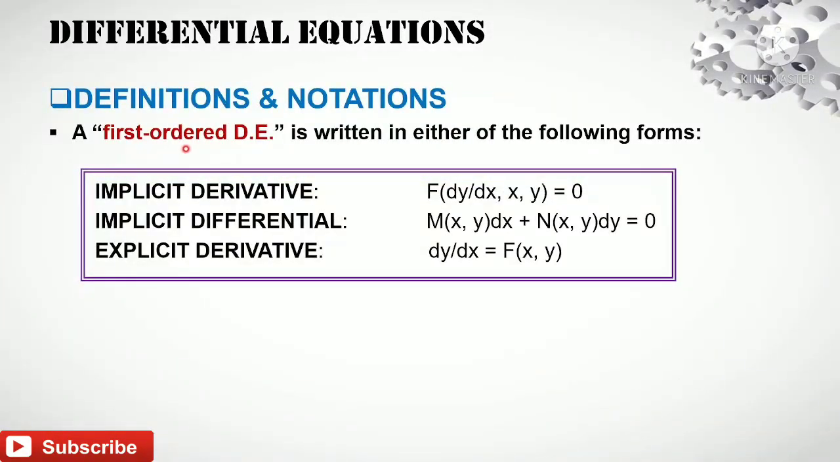And we also have a first order differential equation, which is written in either of the following forms. You can write it as an implicit derivative, f as a function of dy over dx, x and y, equal to 0, or you can have this implicit differential form, M as a function of x and y dx plus N as a function of x and y dy equal to 0. You could also have the explicit derivative, where dy over dx is equal to a function of x and y.